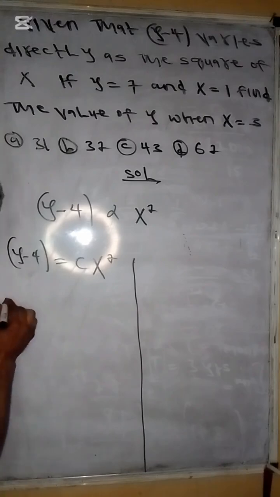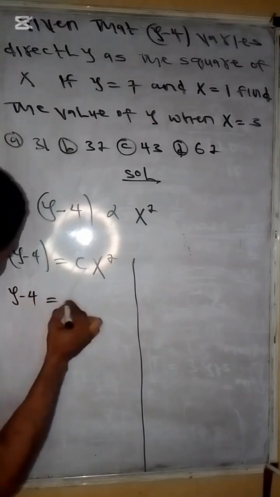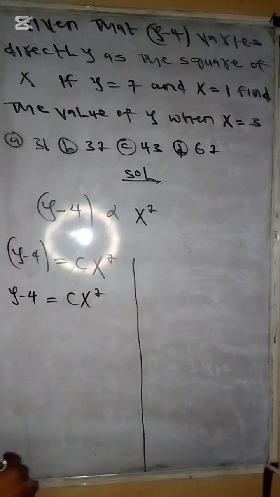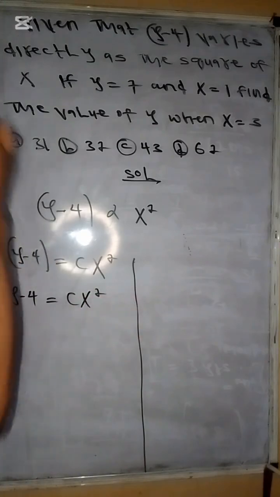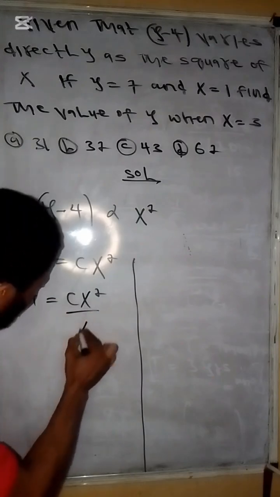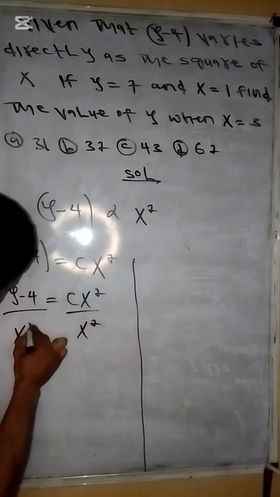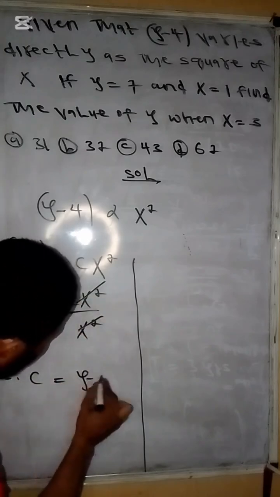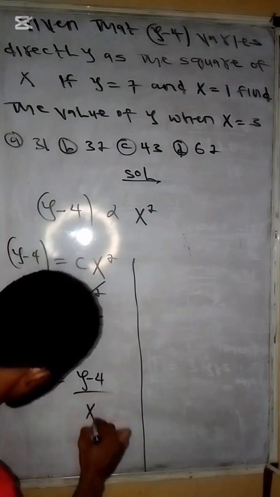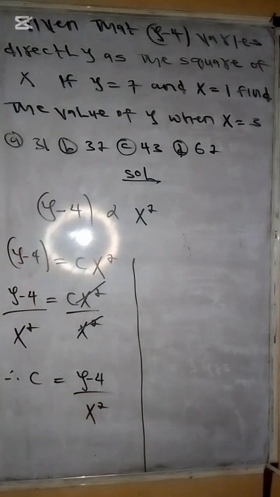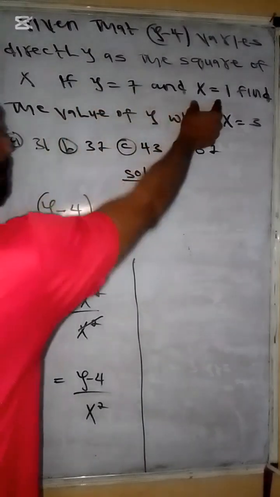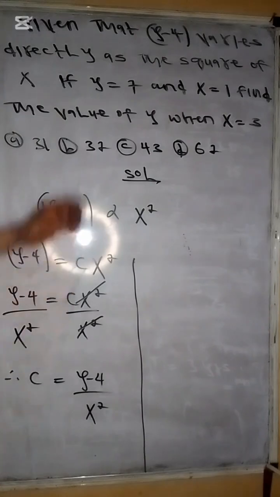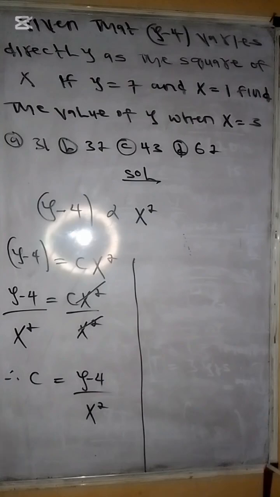So to get the value of c, we just come here: y minus 4 is c s squared. Now, if I divide both sides by s squared, we are going to see that c is equal to y minus 4 all over s squared. Now we need to come to the question. If you can see, we were given the value of y and the value of s. So all we need to do is to introduce the value of y and s into this particular place and simplify so that we can have our constant of proportionality.